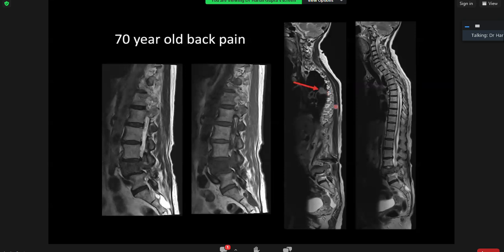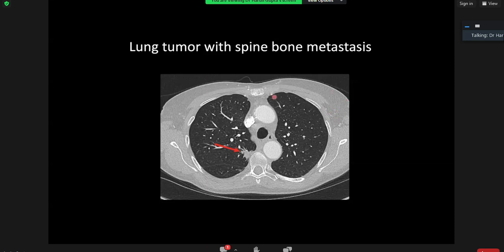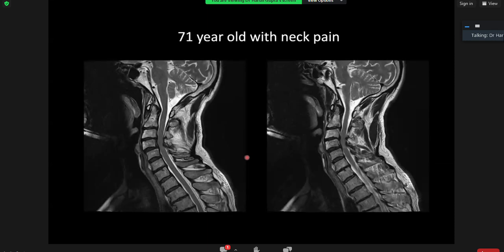So that's the lung tumor. Patient has CT scan, confirms lung tumor with bone metastasis. Now this one, I see it all the time. I'm sure this is not really missed, but it is something important where quality of imaging is very important.